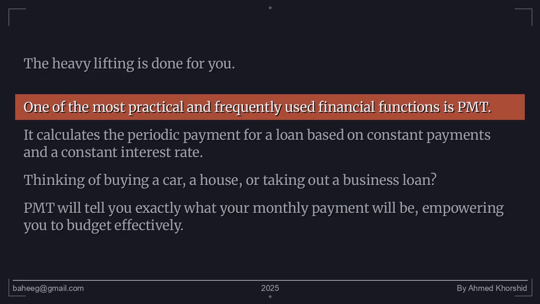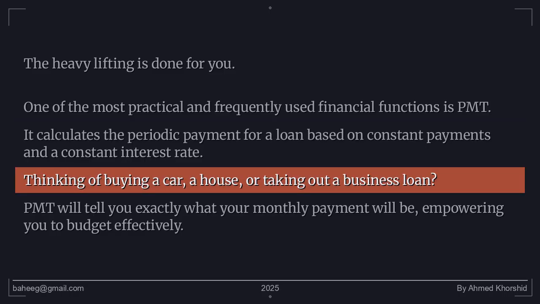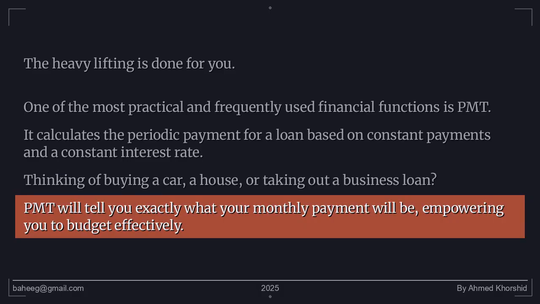One of the most practical and frequently used financial functions is PMT. It calculates the periodic payment for a loan based on constant payments and a constant interest rate. Thinking of buying a car, a house, or taking out a business loan? PMT will tell you exactly what your monthly payment will be, empowering you to budget effectively.